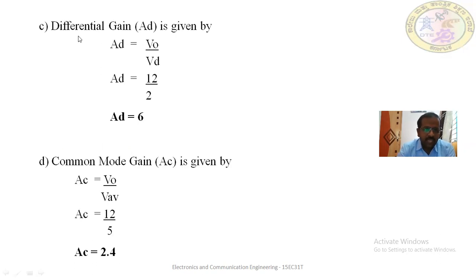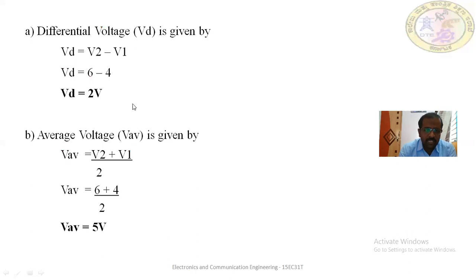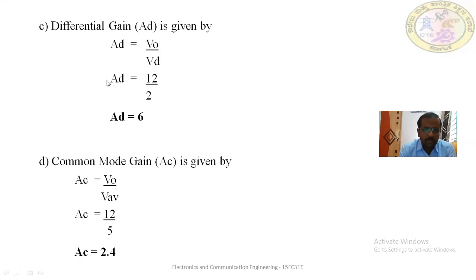The next thing to calculate is the differential gain AD. So AD is equal to V naught divided by VD. The value of V naught in the given is equal to 12 volts, and the value of VD is already calculated, equal to 2 volts here. So I am going to use V naught is equal to 12 and VD is equal to 2. So the differential gain, AD is equal to 12 divided by 2 is equal to 6.